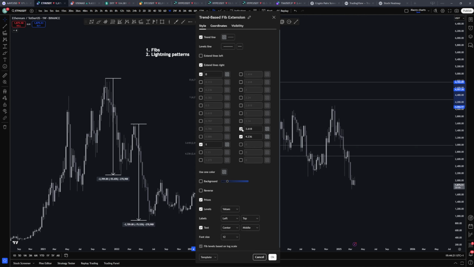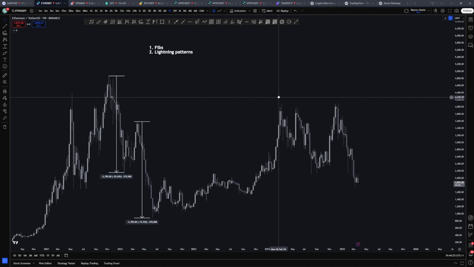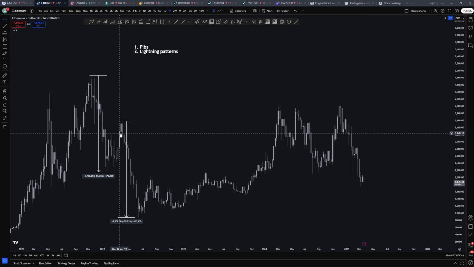And then you will see what I mean exactly. So, this is how trend-based fib extensions are calculated. Not a lot of people know this. A lot of people just think this is just another fib, and where the numbers come from is a mystery. This is how they are calculated.